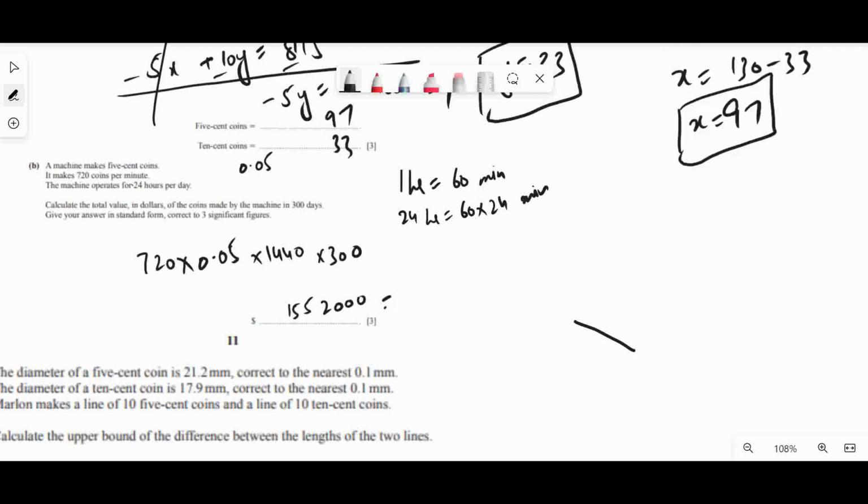So if we convert it to standard form, what will be the answer? Here's the decimal point. So 1, 2, 3, 4, 5, and 6. So this must be equal to 1.5552 multiplied by 10 raised to the power 6, as the point is moving towards the left side. Now correct to three significant figures, what does it mean? It means we need to round it off.